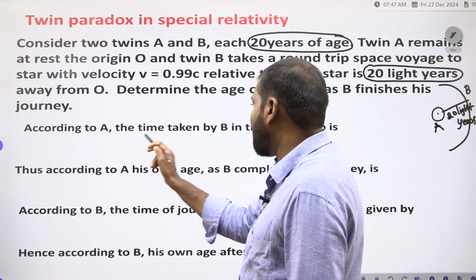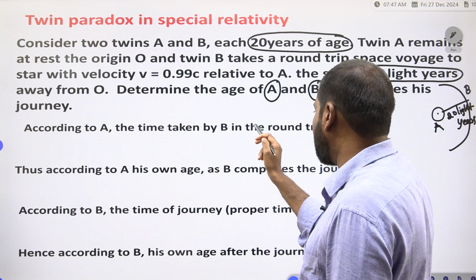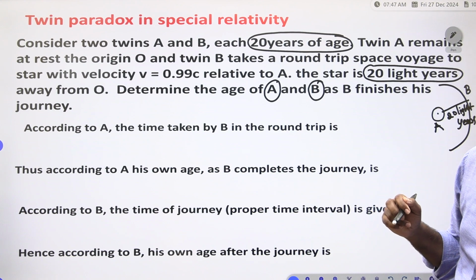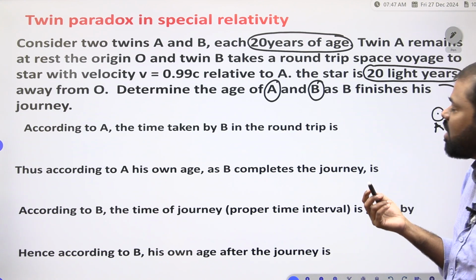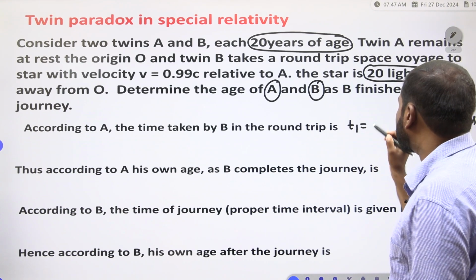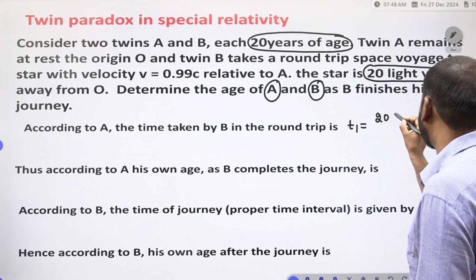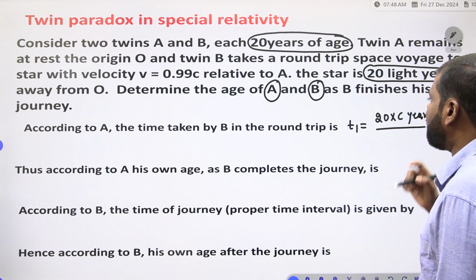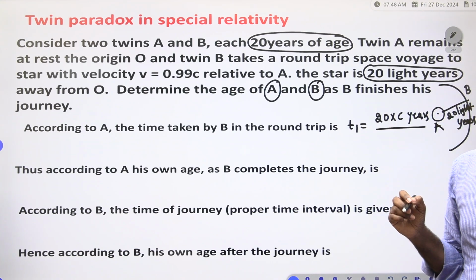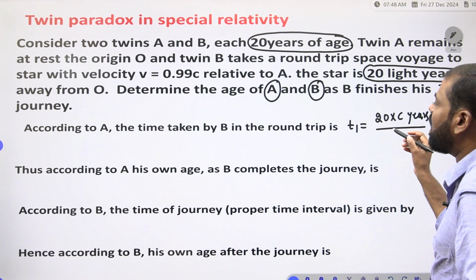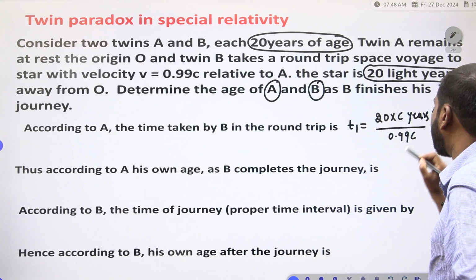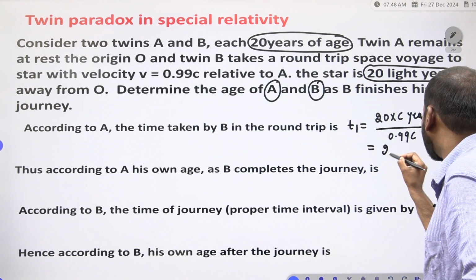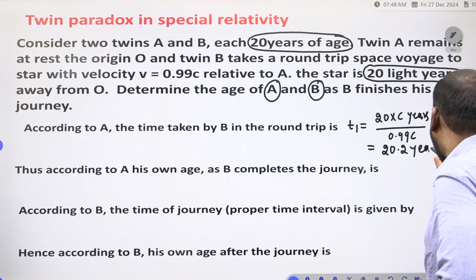So according to A, the time taken by B in the round trip, how do we calculate? T1 is equal to, which one do we write? 20 light years means 20 into c years, divided by how much velocity is there? 0.99 c. If you calculate, you are able to get 20.2 years.